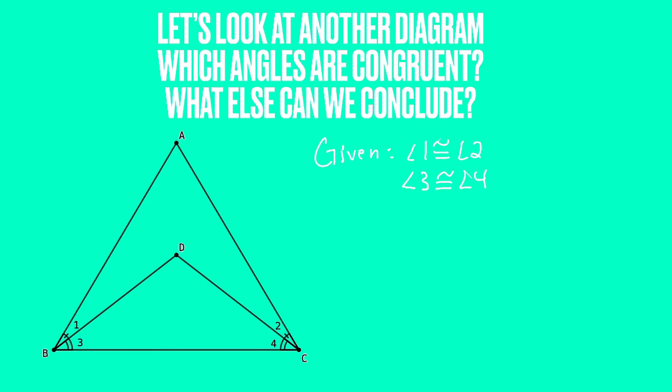And hopefully what you might start to see here is that on the sides at B and at C, there is a connection where angle ABC is equal to angle 1 plus angle 3. Also, on the other side, angle ACB is equal to angle 2 plus angle 4.